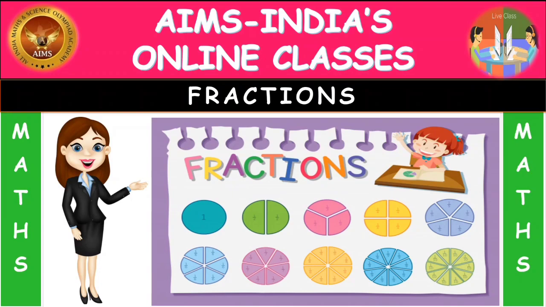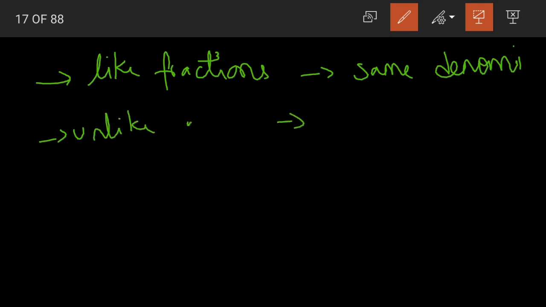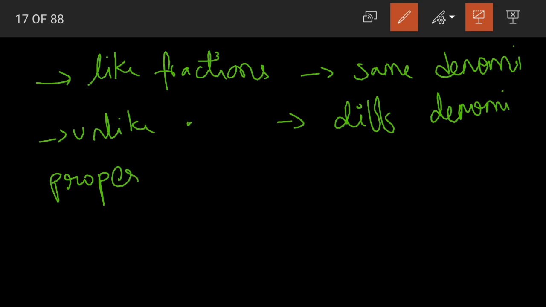So in the previous class we have learnt about what fractions are, and also about the different types of fractions. What were the different types? We had like fractions. What are like fractions? Like fractions are those fractions which have the same denominator. Yes, and then we learnt about unlike fractions. Unlike fractions are those which have different denominators. Then we had proper fractions. Proper fractions were those fractions where the numerator is less than the denominator.